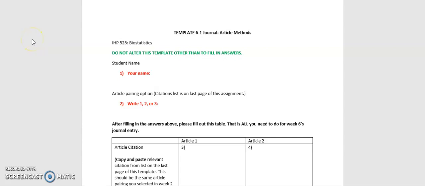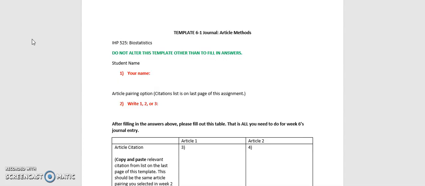In this video, we're going to go over the template for the journal assignment in Module 6. You don't have to use this template. As always, you're welcome to use the directions in the module and in the rubric. But if you'd like to use the template, we're going to go through it today.